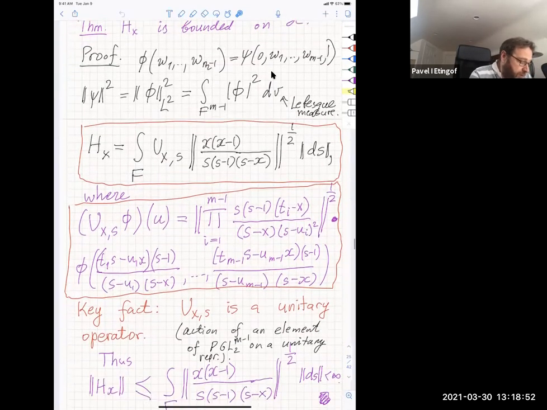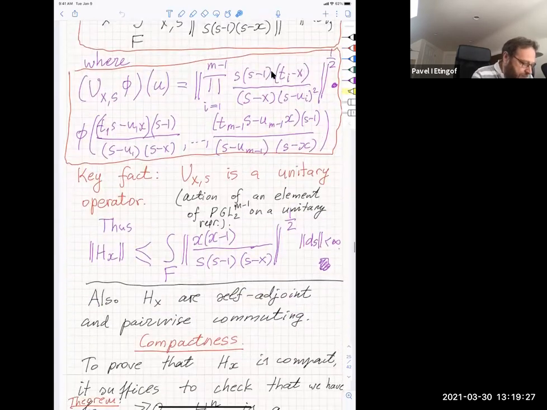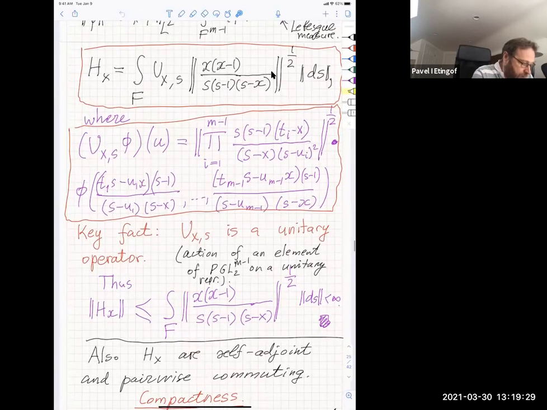Because it's a unitary operator, we can estimate the norm in this stupid way just by taking the absolute value under the integral. The absolute value of a unitary operator is 1. So the norm of H_x is estimated as less than or equal to the integral of this expression, which is basically an elliptic integral actually. It's convergent because at all the points where it has a singularity, it has a square root singularity, and that singularity is still L1. So that means that this operator is bounded and also it's self-adjoint.